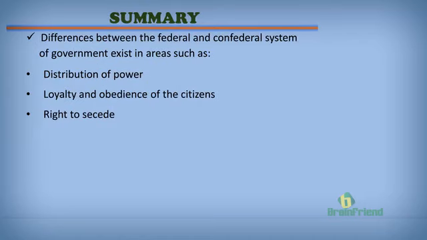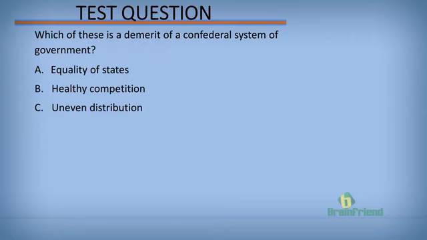And then we looked at some differences between the federal system of government and the confederal system of government, where we mentioned some areas such as the distribution of powers, how powers are distributed in both places, and they are different. We looked at how the citizens are loyal and obedient in a particular system to different bodies. Some are loyal to the central government, while some are loyal to the component states. And then we also looked at the right to secede in both systems. This brings us to the end of our lesson for today.